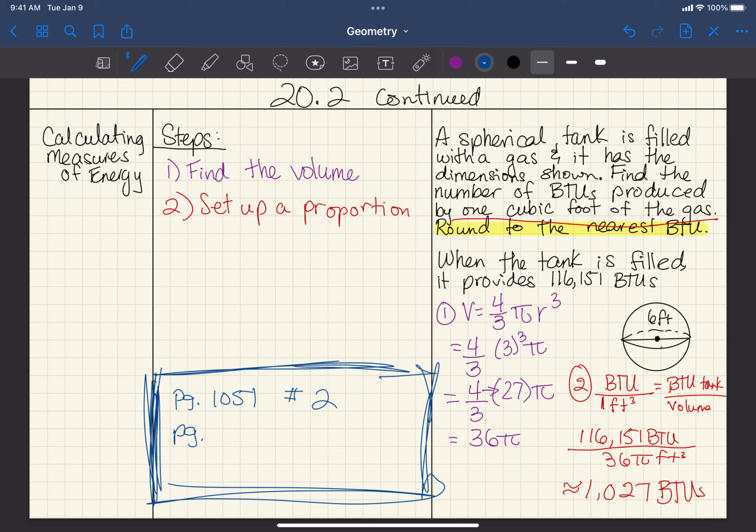Then on page 1052, you're going to solve number 4. And then the last one you're going to do is go to page 1053, and you're going to solve number 9. So those are the 3 problems you're going to need to solve, and those will be due on Friday.